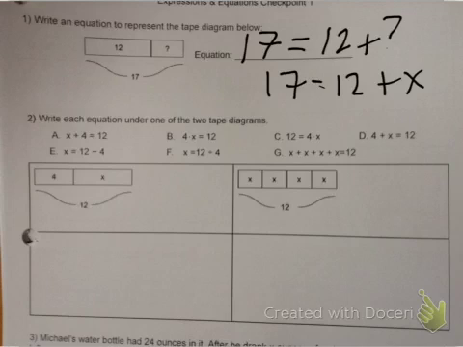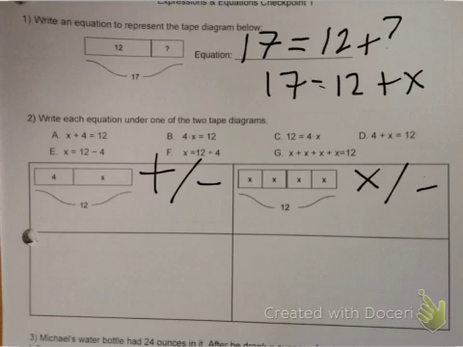For number 2, it says write each equation under one of the two tape diagrams. So there's a list of equations, and then underneath I have these two tape diagrams. The one on the left has the 4 next to the x. That tells me that this is going to be some kind of addition or subtraction. And then the other one has the x over and over again. That means it's some kind of multiplication or division. So I'm just going to kind of put these together now.